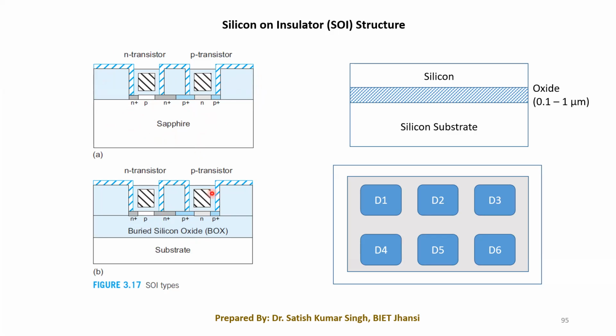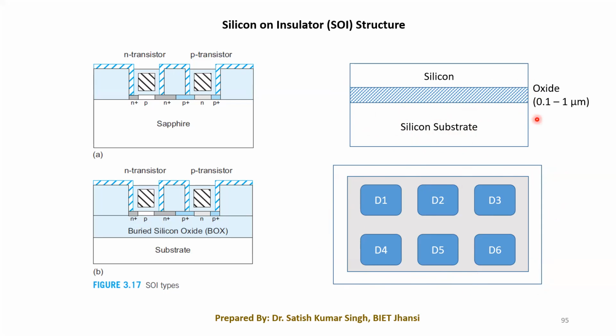Obviously the motive is this: we have to isolate the devices. Whatever the device we are going to fabricate, these devices should be electrically isolated. In the SOI structure, we have a silicon substrate, and then we have to form an oxide layer, a buried oxide layer.